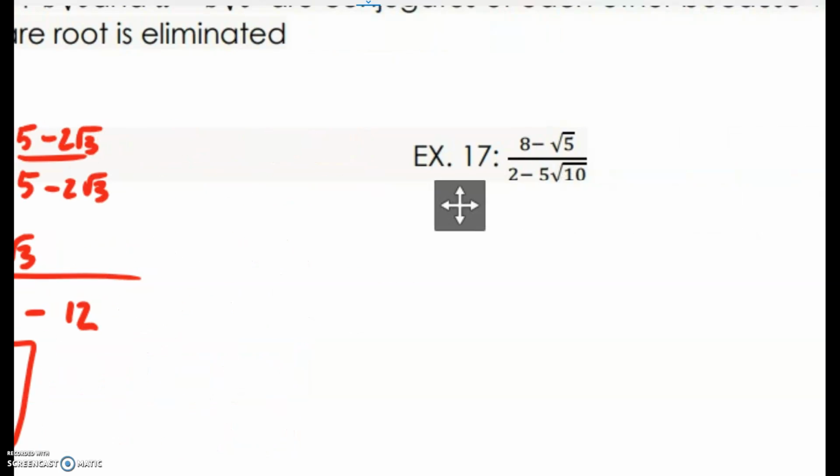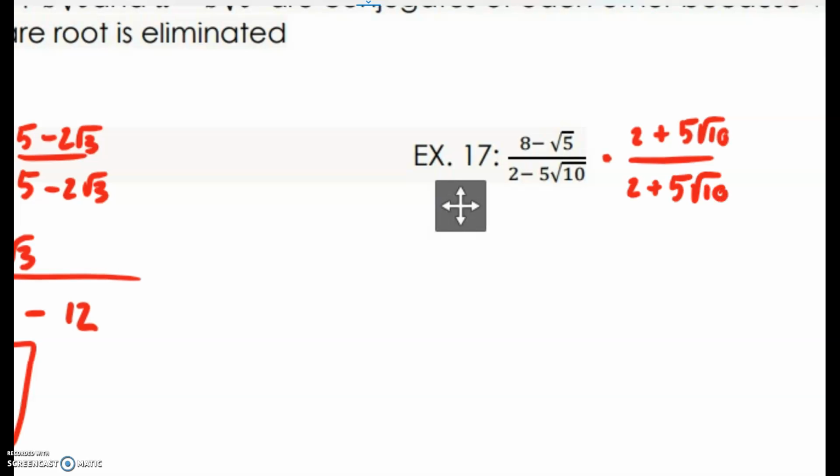Alright, let's try one more of those. So example 17, last example from this section. What am I going to multiply by? Okay, so the conjugate would be 2 plus 5 radical 10. So multiply by that to top and bottom.